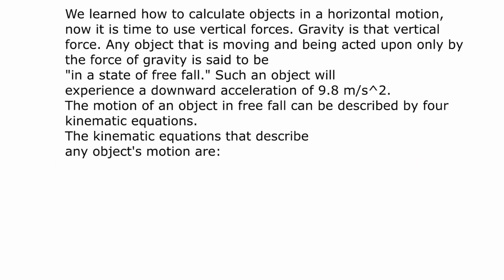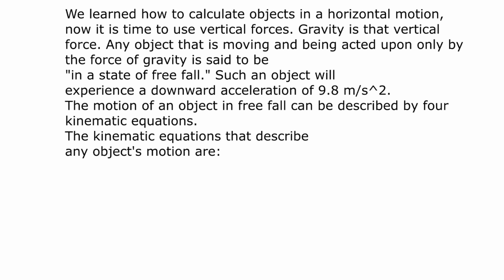We learned how to calculate objects in a horizontal motion, now it is time to use vertical forces. Gravity is that vertical force. Any object that is moving and being acted upon only by the force of gravity is said to be in a state of free fall. Such an object will experience a downward acceleration of 9.8 meters per second squared. The motion of an object in free fall can be described by 4 kinematic equations.